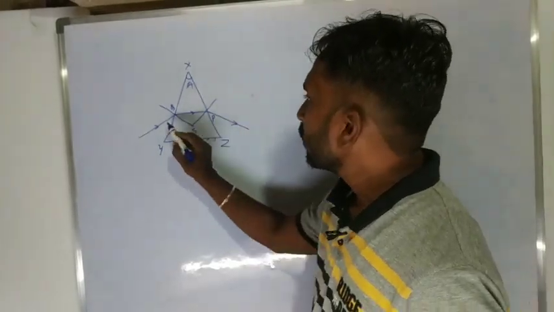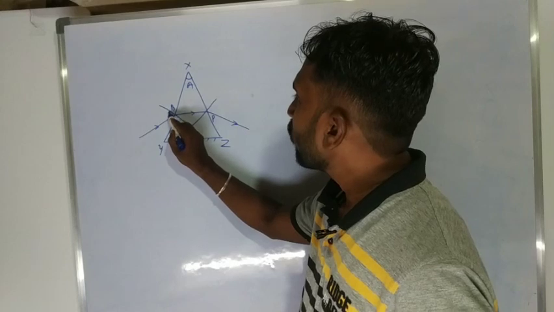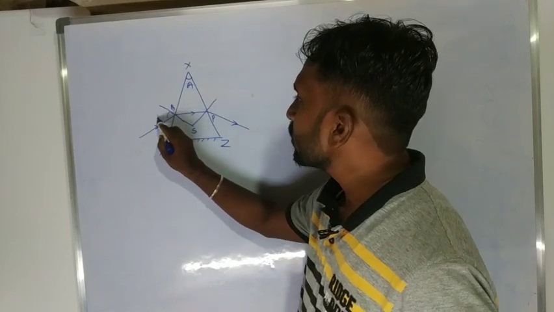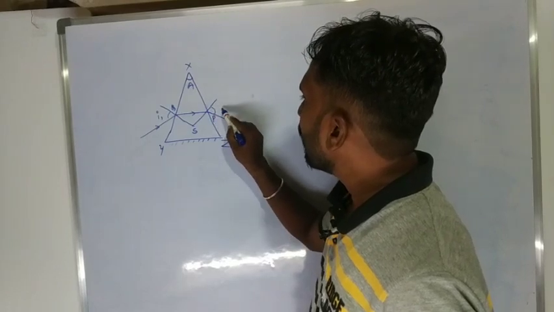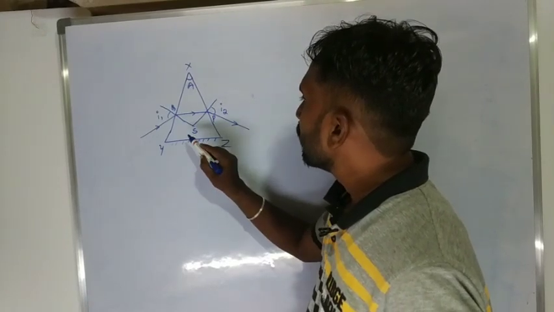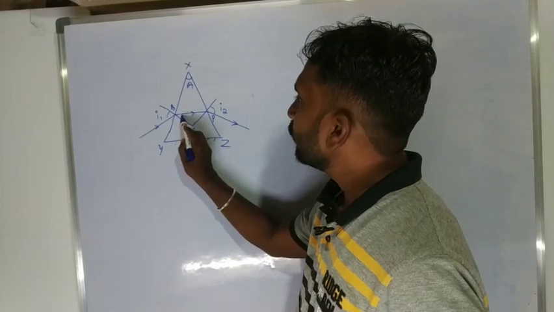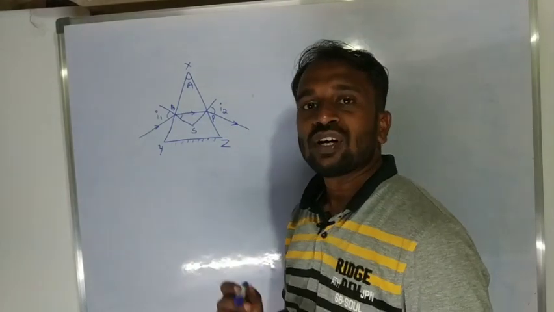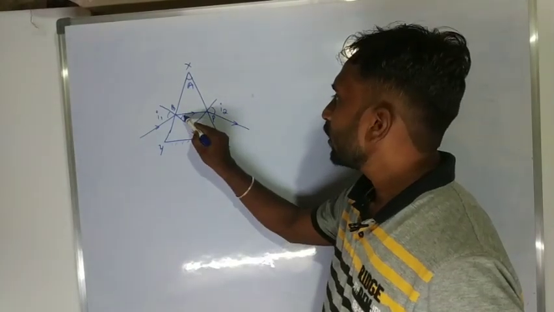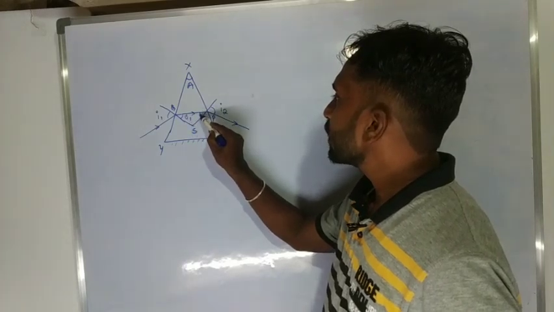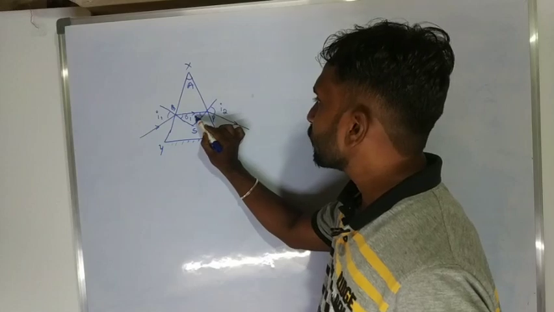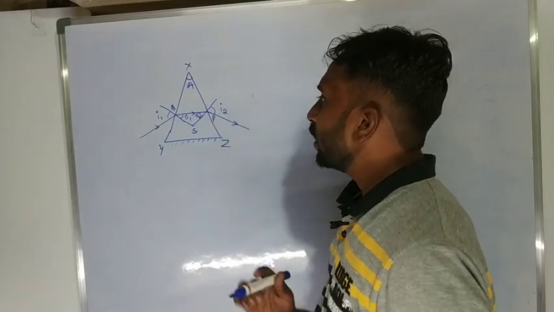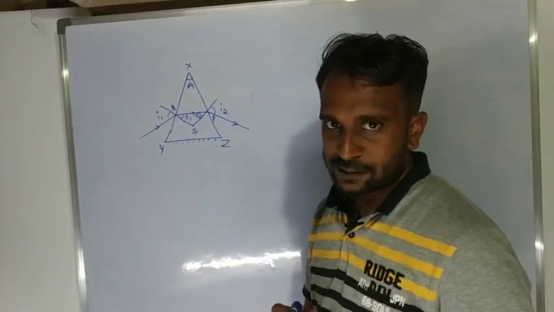So this one is the angle of incidence. This angle of incidence we consider I1, and this one we consider I2. This angle we consider the angle of refraction, so this angle is R1, and this one is the angle of incidence for the second surface, so this one is R2. You already know these things.